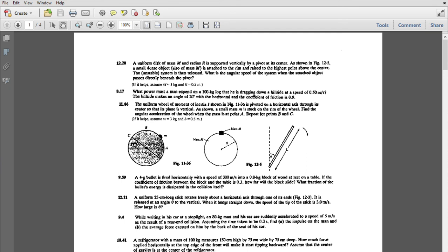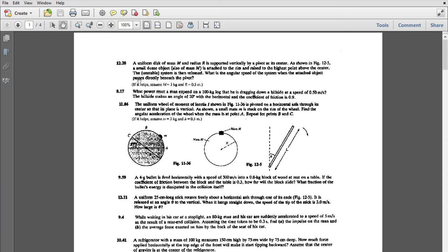817. What power must a man expend on a 100-kilogram log that he is dragging down a hillside at a speed of 0.5 meters per second? The hillside makes an angle of 20 degrees with respect to the horizontal and has a coefficient of friction 0.9.